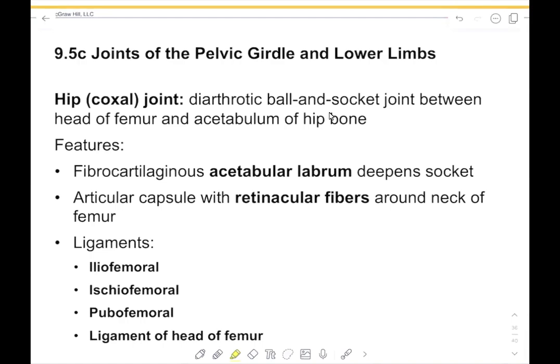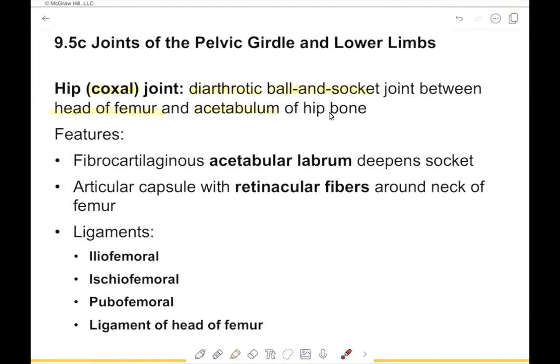In the lower limb, we see the coxal joint, commonly called the hip joint. This is the one that's going to have more stability, but less range of motion compared to the shoulder joint. This one is diarthrotic. It's a ball and socket joint between the head of the femur and the acetabulum of the hip joint. So some of the important features include a labrum, various fibers, and then some ligaments that are named for the bones that they attach.